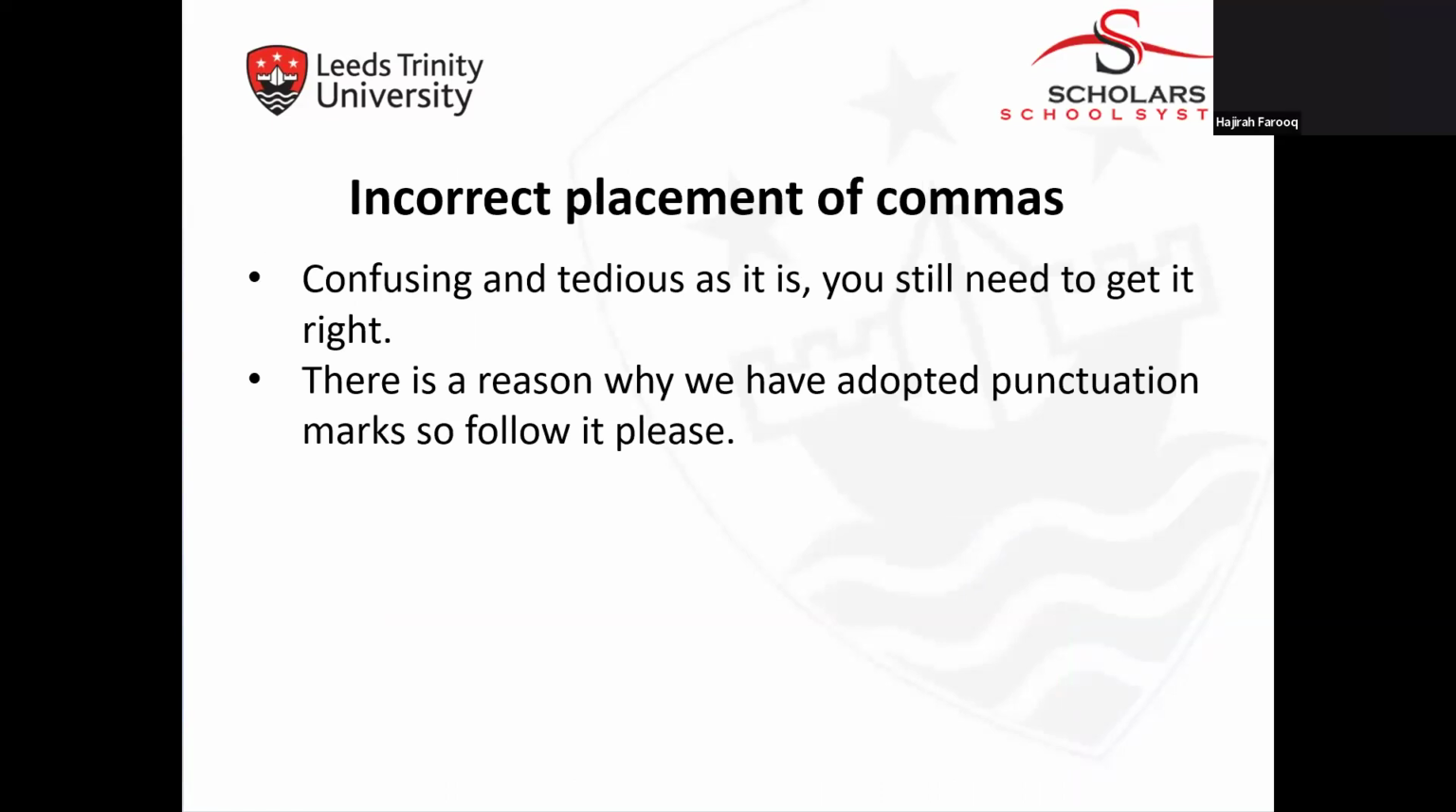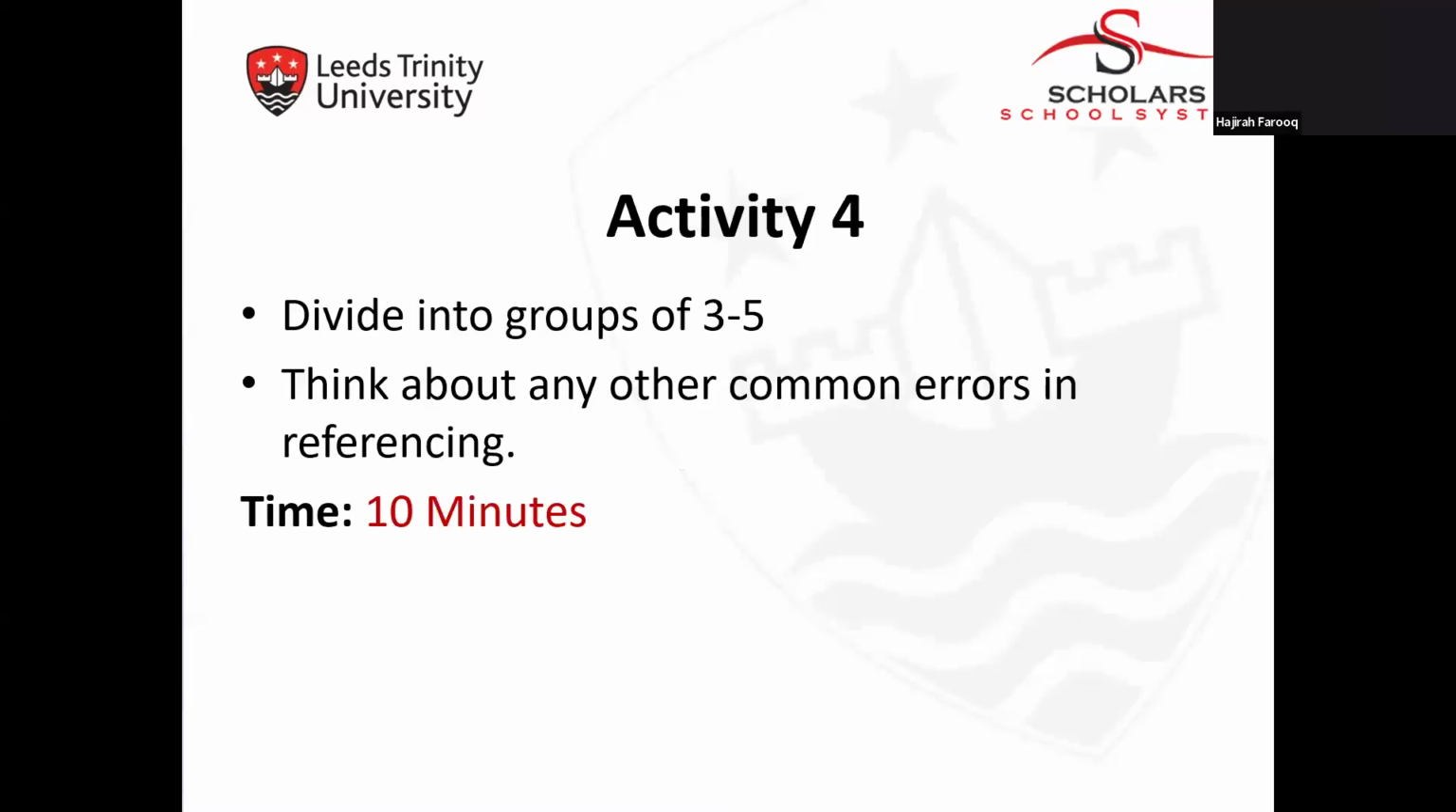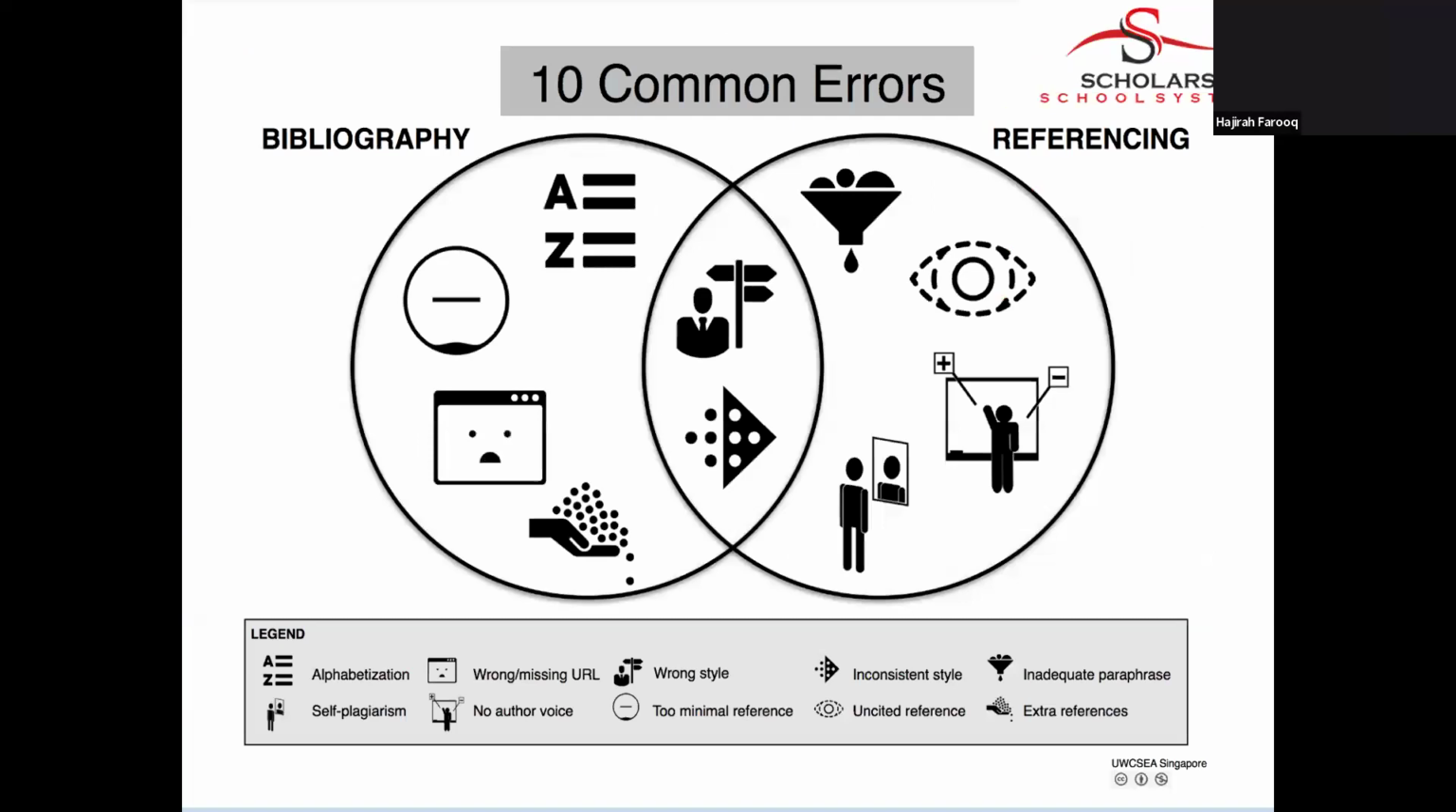And then we discussed the incorrect placement of commas, and how placing a comma here or there can disrupt your referencing formatting. We also discussed the importance of keeping the reference list in alphabetical order. Then we had another activity, a group activity, where the students were divided into groups of 3 to 5, and they had to think about any other common errors in referencing.